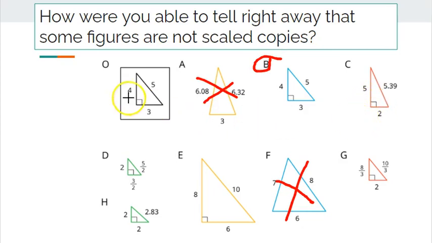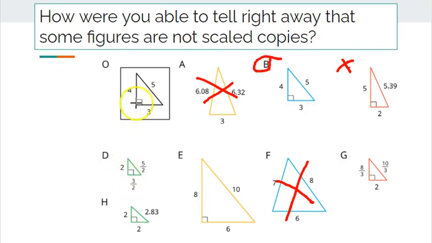This one's not going to work because look, we have 4 here, we have 5, we have 3 here, we have 2, we have 5, we have 5 and 39 hundredths. So while this one's getting bigger and this one's getting bigger, this one got smaller, and that's not going to work. That's not going to give us our scale copy.